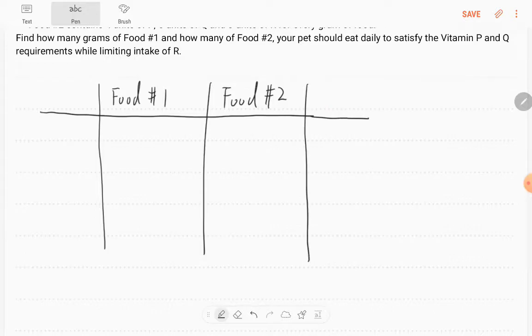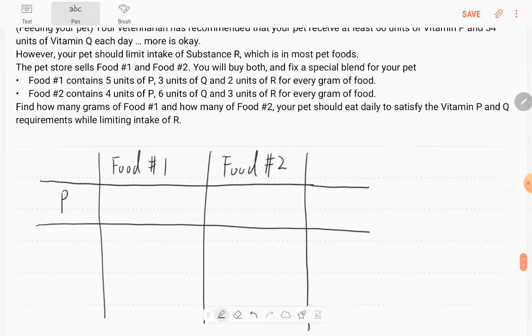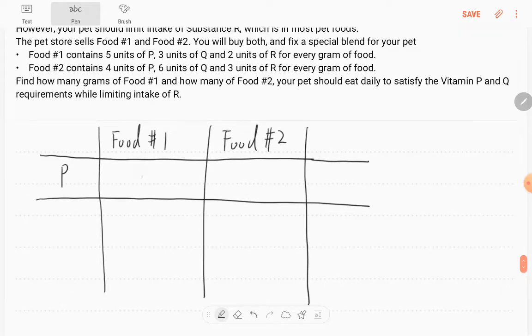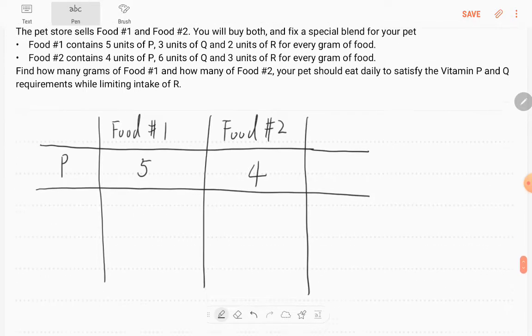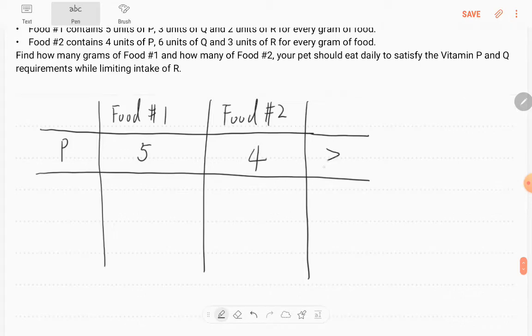The first row is the vitamin P. Food number 1 contains 5 units of vitamin P. Food number 2 contains 4 units of vitamin P. And it says you must have at least 60 units of vitamin P. So it should be greater than or equal to 60 total.